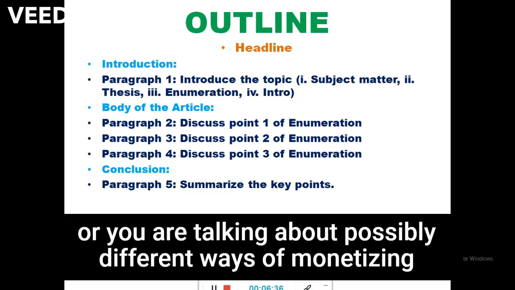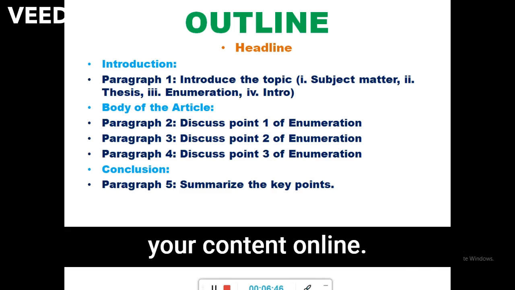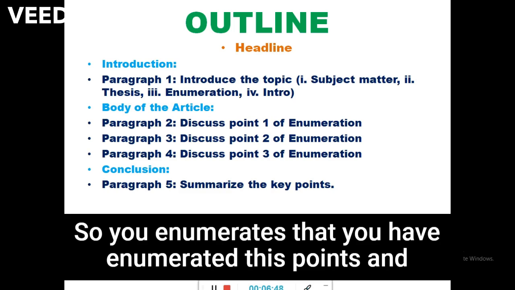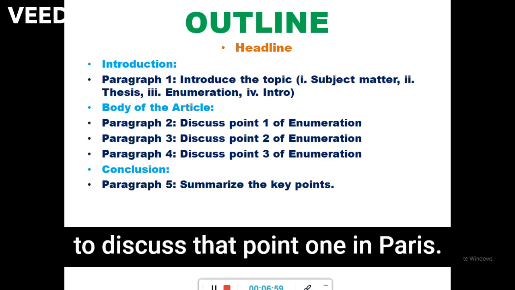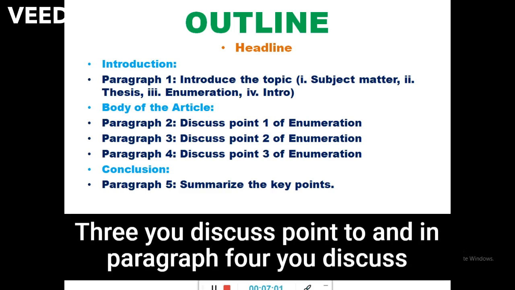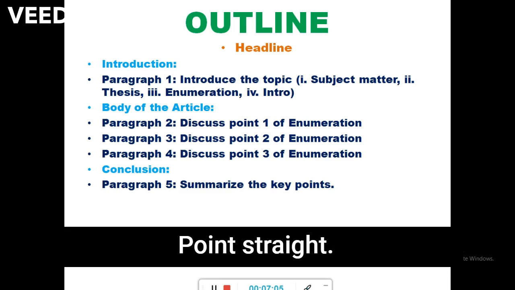Or you are talking about possibly different ways of monetizing your content online. So you have enumerated these points, and then you begin with the first point on your list. In paragraph 2, you discuss point 1. In paragraph 3, you discuss point 2. And in paragraph 4, you discuss point 3.